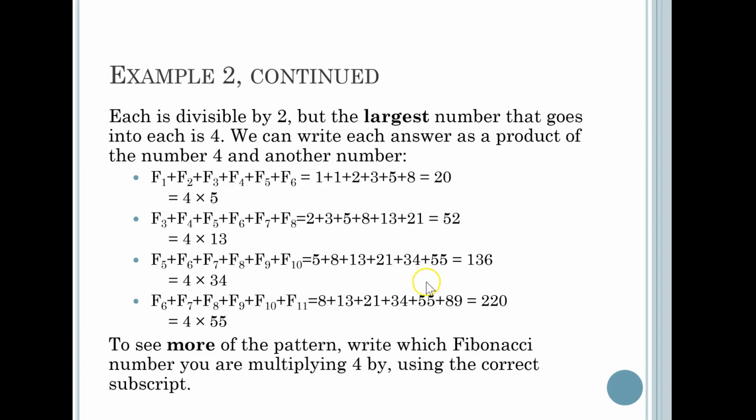To see more of the pattern, check out these numbers right here. These are all a special kind of number. Do you notice what kind of number they are? See which Fibonacci number each of them is by writing down the subscript. So 5 is F what? 5 is F5, right? Then 13 is F what? And just write that down next to the number.